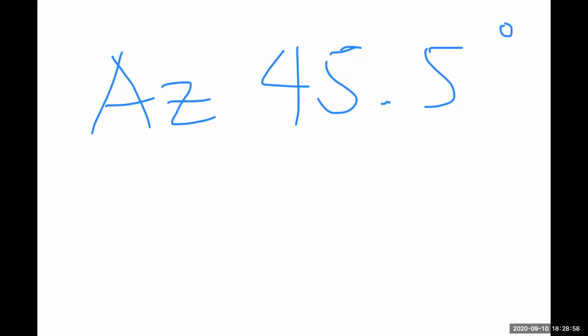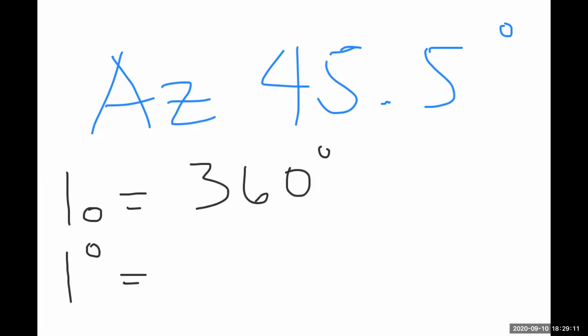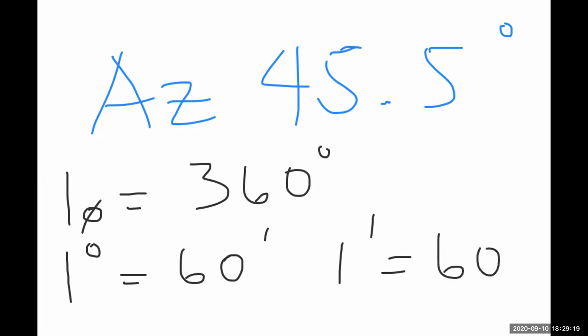Now, what we discussed before was we have one circle equals 360 degrees. We have 1 degree is equal to 60 minutes, and we have 1 minute equals 60 seconds. So we know all those three components, and those three components are helpful when we're trying to calculate these, converting a decimal degree to degrees, minutes, seconds, and vice versa.